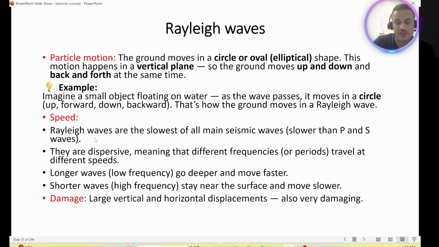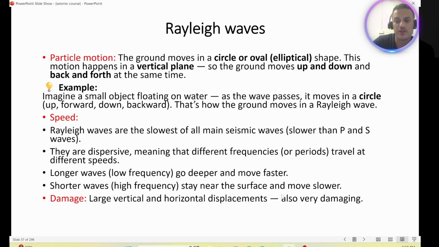As for speed, the Rayleigh wave is the slowest of all the main seismic waves, slower than the P and S waves and also slower than the Love wave. They are dispersive, meaning that different frequencies or periods travel at different speeds. As we said, longer waves, that means low frequencies, go deeper and move faster, but shorter waves, higher frequencies, stay near the surface and move slower.